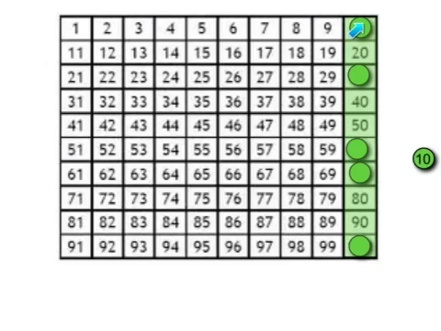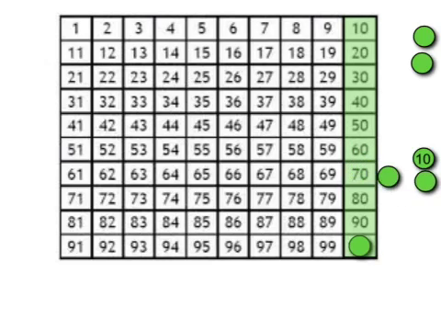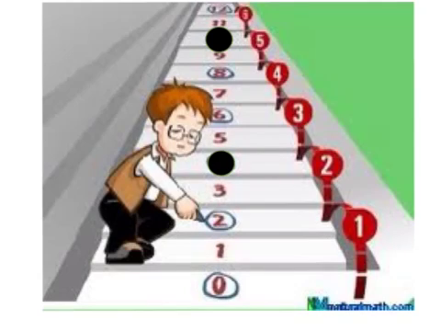Let's have a go at this one. I can see all of my numbers end in zeros. That tells me that I'm counting in tens. So therefore I know that this number must be 10, 20, 30, 40, 50, 60, 70, 80, 90, 100.